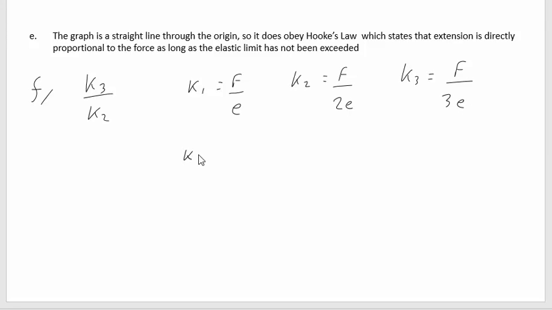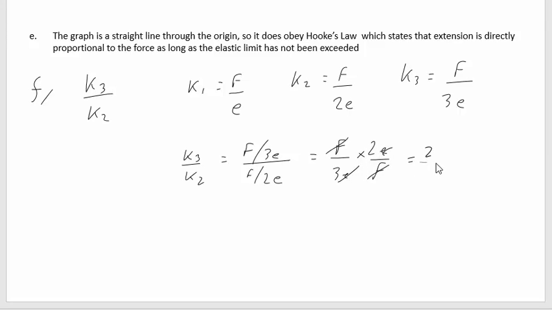So we want K3 over K2. This is F over 3e divided by F over 2e. Divided by a fraction, we times by the inverse of the fraction. So F over 3e times 2e over F. The F's cancel, the e's cancel, and we're left with 2/3, or 0.67.